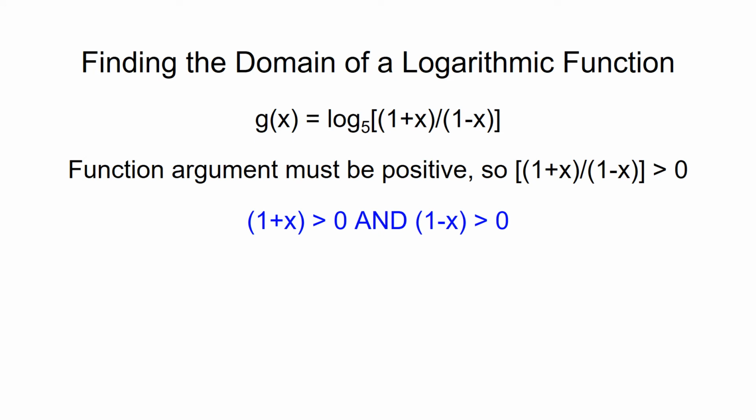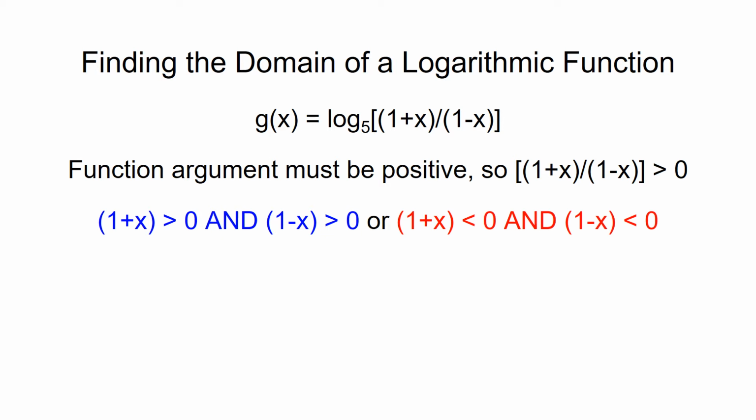One way is that the numerator of this fraction has to be positive, and at the same time, the denominator has to be positive, so that we have a positive number over a positive number, and that is going to be positive. The other possibility is that the numerator can be negative, but if it is, then the denominator must also be negative. And if that's the case, we'll have a negative number over a negative number, and that ratio will be a positive number. So either of these conditions will satisfy the requirement that the function argument be positive.